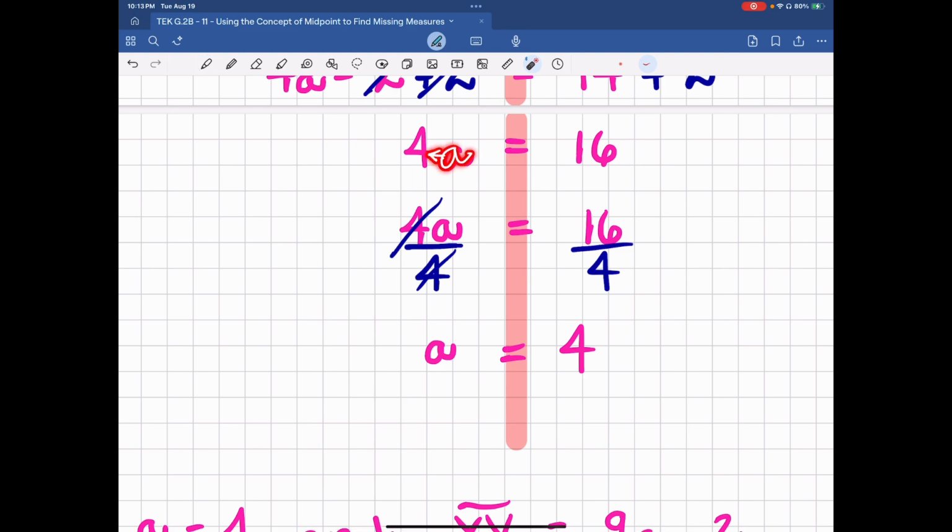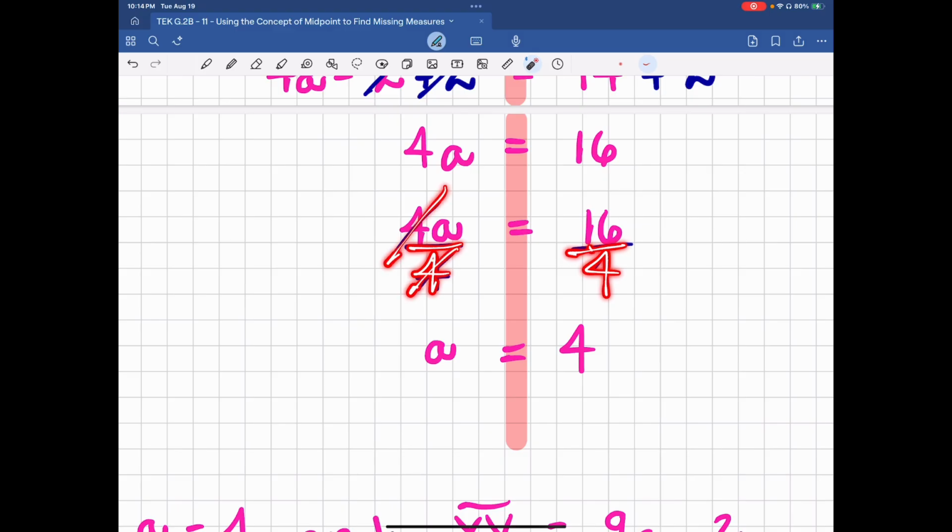I am multiplying by 4. What's the opposite of multiplying by 4? Dividing by 4. So in order to get the a by itself, I'm going to need to divide the left side and the right side by 4. And that's exactly what you see here. I'm dividing the left side by 4 and the right side by 4.